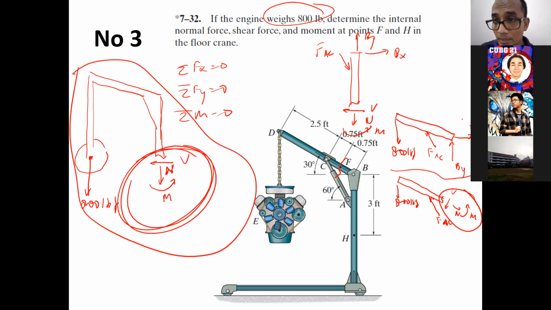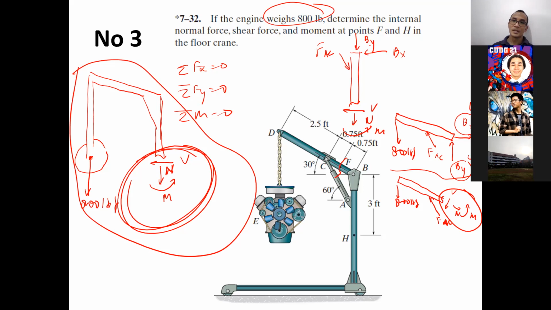Actually, this one, I made a mistake as well. If BX is going to the right and BY is going up like this, and you want to solve for H in the second free body diagram, then you have to swap direction. BX is supposed to be going right, BY is supposed to be going down, because it's action and reaction. Remember, always action and reaction. Okay, Rafi?